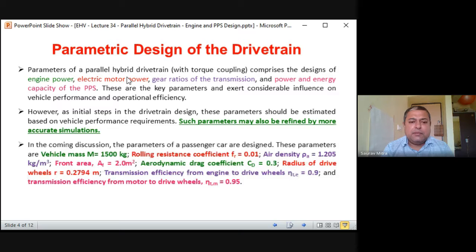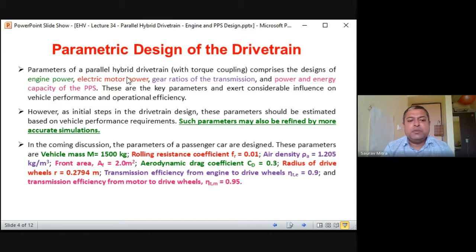For that simulation, and whatever graphs we will be seeing today, the parameters they have taken are somewhat like this. The vehicle mass has been taken as 1500 kg. It's a passenger car. The tire rolling resistance coefficient is Fr = 0.01, which means almost a smooth road where the road resistance is not very bad. Air density rho_a is 1.205 kg per meter cubed. More air density means more air drag, so more opposition will be offered on the vehicle.